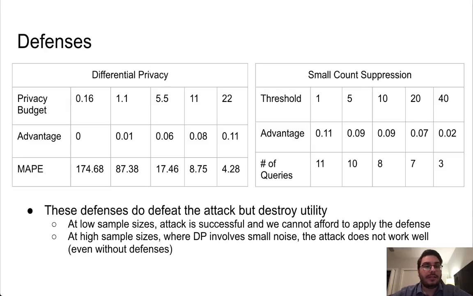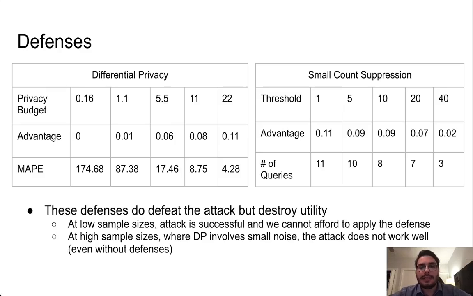We also evaluated several defenses against our attacks, namely differential privacy and small count suppression. Differential privacy usually works by adding noise to query values so that the influence of any one target cannot be identified, while small count suppression simply removes any queries with a count below a certain threshold. While both of these defenses do eventually defeat our attack, they come at significant cost to utility. This is largely due to a small sample size, as at high sample sizes, these defenses still provide privacy without the significant hit to utility.